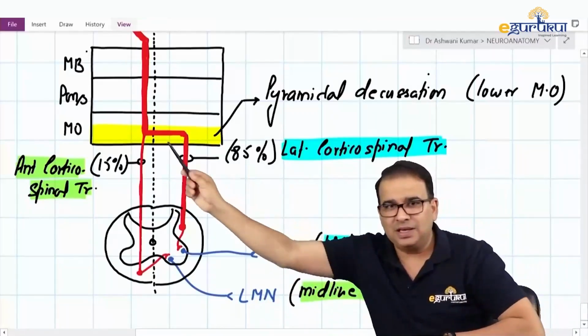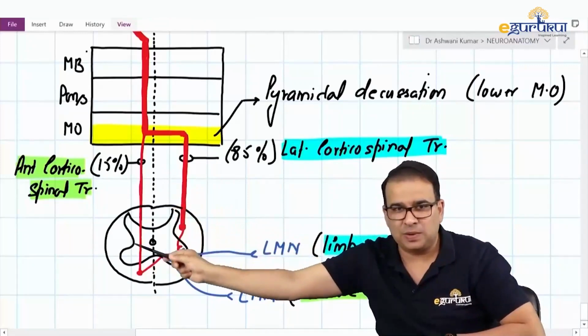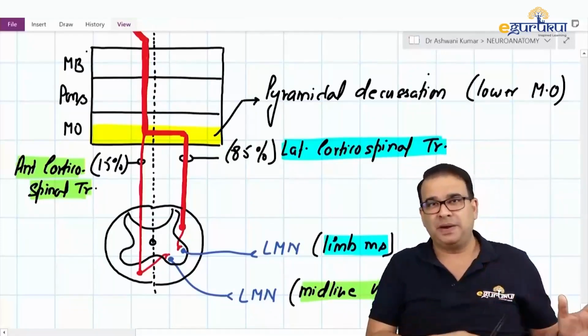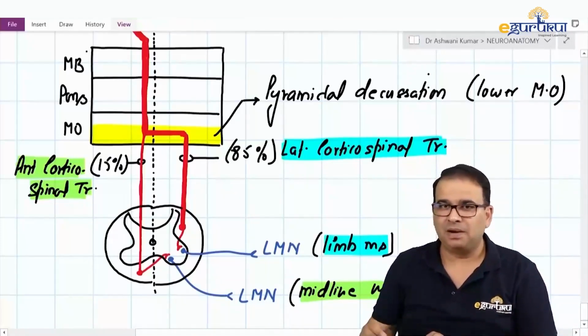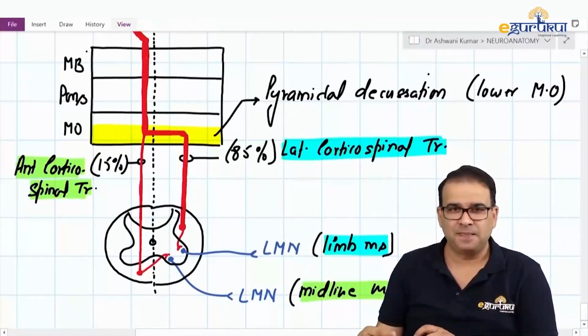But if the injury is only to the lateral corticospinal tract, then because the anterior corticospinal tract is still working, the axial muscles will be spared. But the limb muscles will still be gone, and the main feature will be seen in the limb muscles itself.